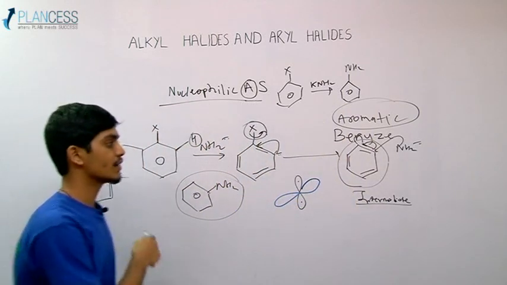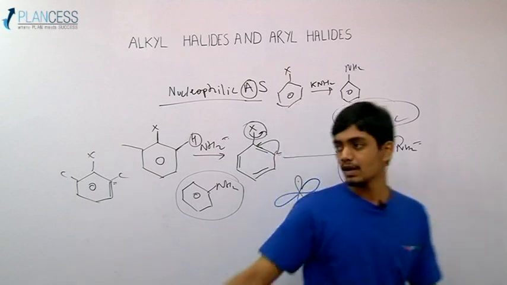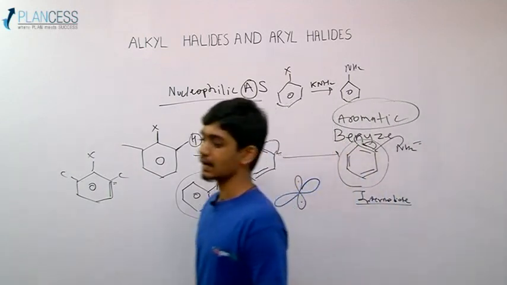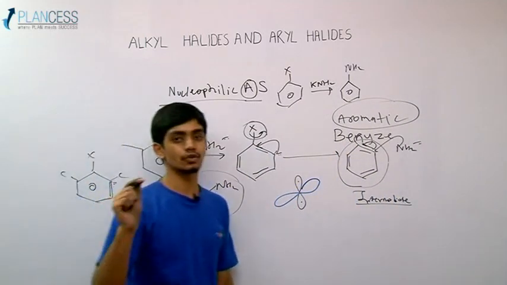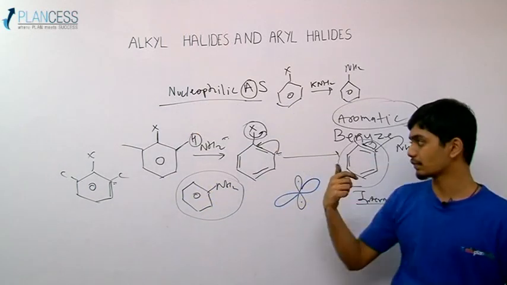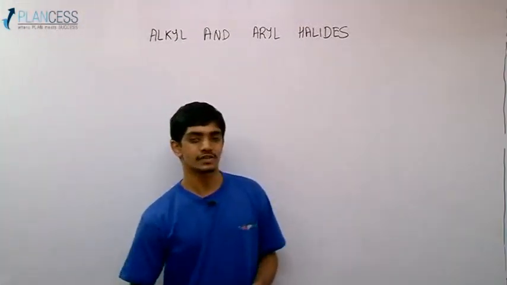So this was a very nice mechanism, and we have seen a very important intermediate which occurs in organic chemistry, which is known as benzyne. So this is another mechanism for nucleophilic aromatic substitution when the NO2 group is not present, but in the presence of a strong base. So that was the end of the lecture.